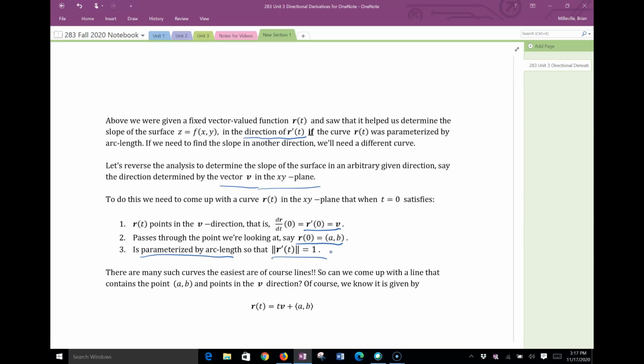And we know what the vector form of a line is. The vector form of a line, I'll just put off to the side here.